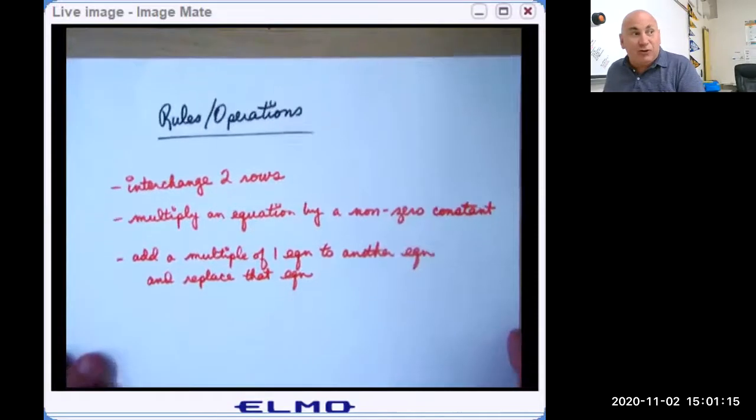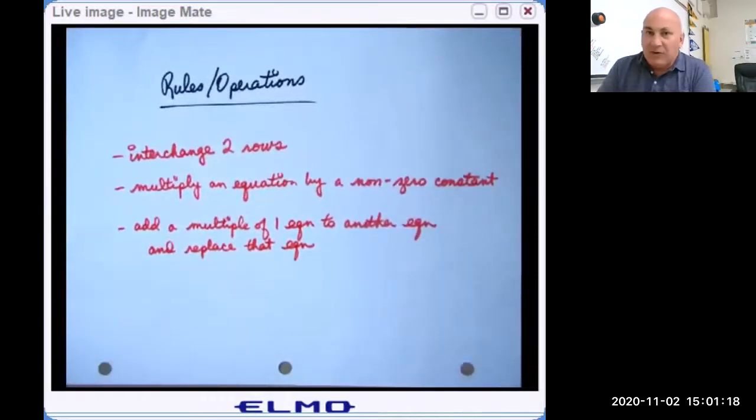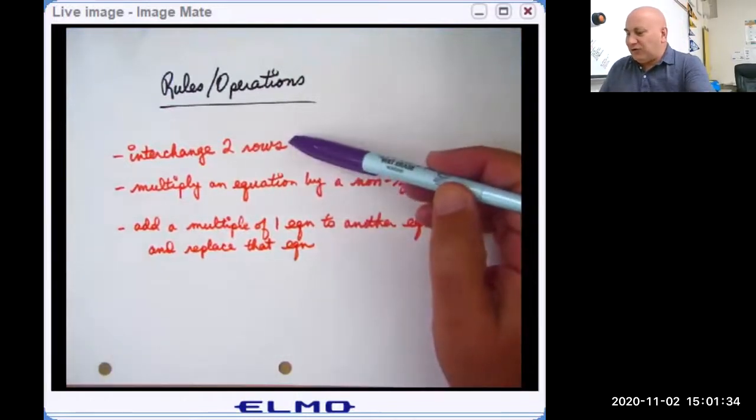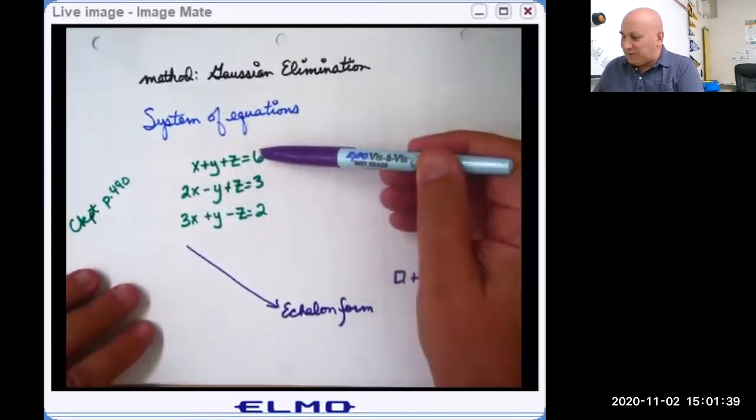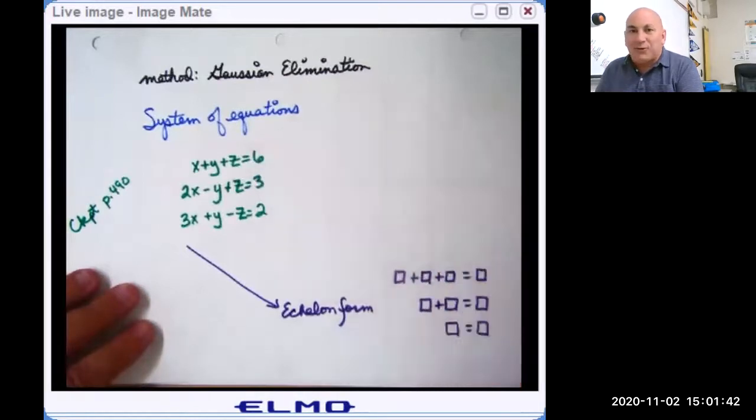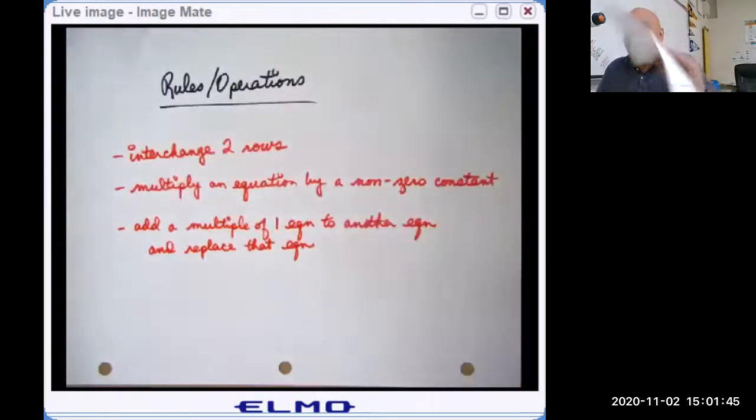Here are the 3 rules. These are the only things you can do to your equations. These are the rules of Gaussian elimination. You must memorize them. Not necessarily word for word, but you must know what they mean, understand what they're doing, and be able to go, oh yeah, I can only do these 3 things. 1, you can interchange 2 rows. In other words, if I wanted this row to be first and this row to be second, I could swap those 2 rows. Obviously, it doesn't matter which order I write the equations in.